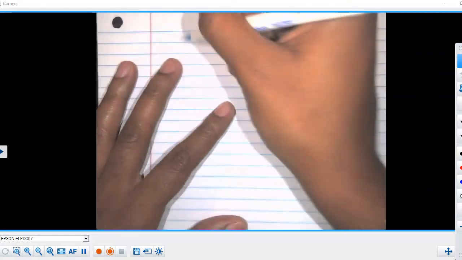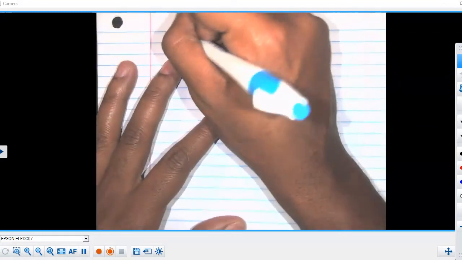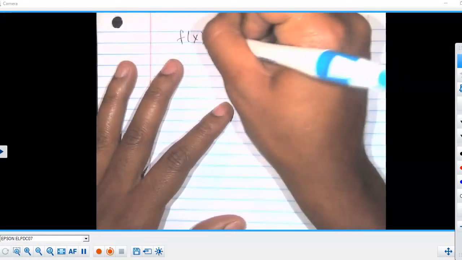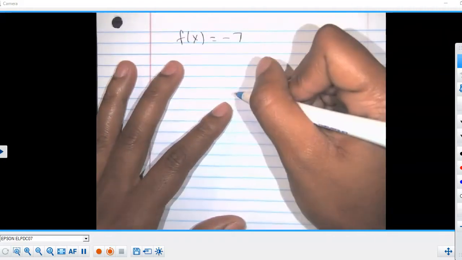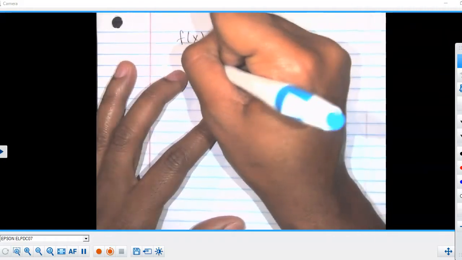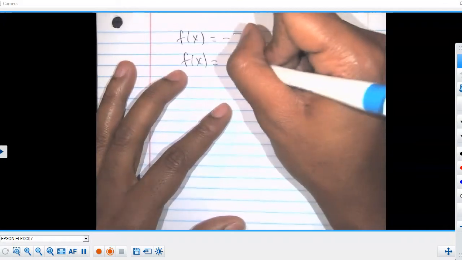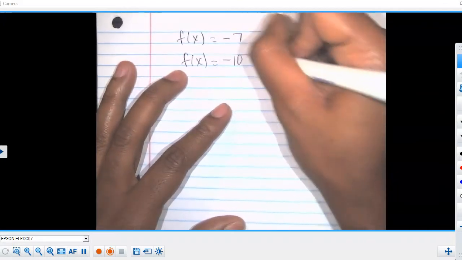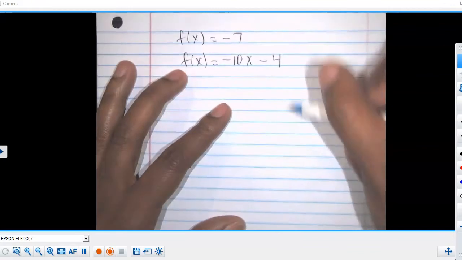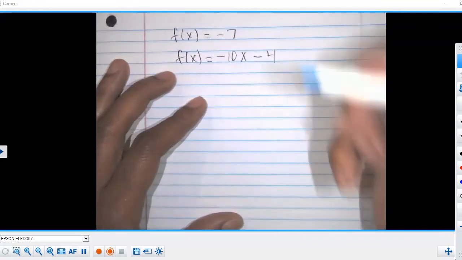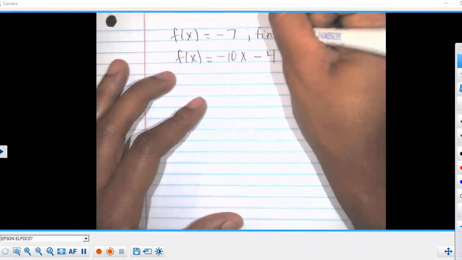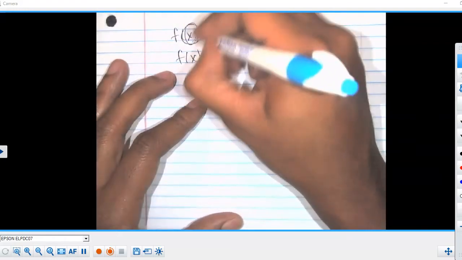Okay. Let's do this sheet of paper. All right, I'm going to make it up. So what if they gave you, I don't know, f of x is equal to -7. The f of x function is equal to -10x minus 4. So what would be the x? So find x. Find this guy right here.